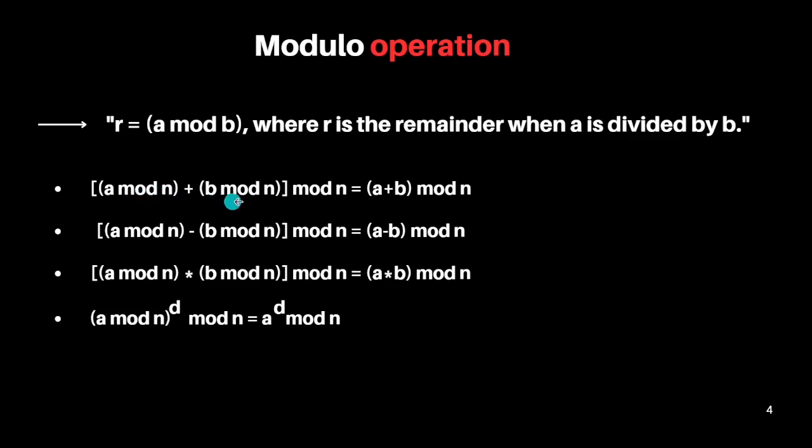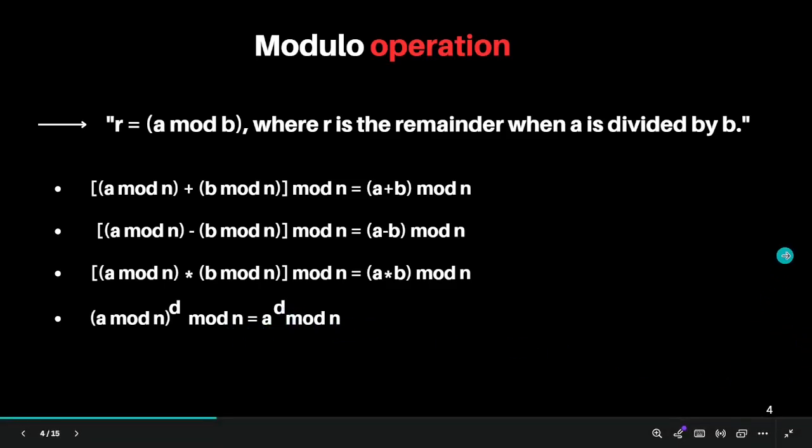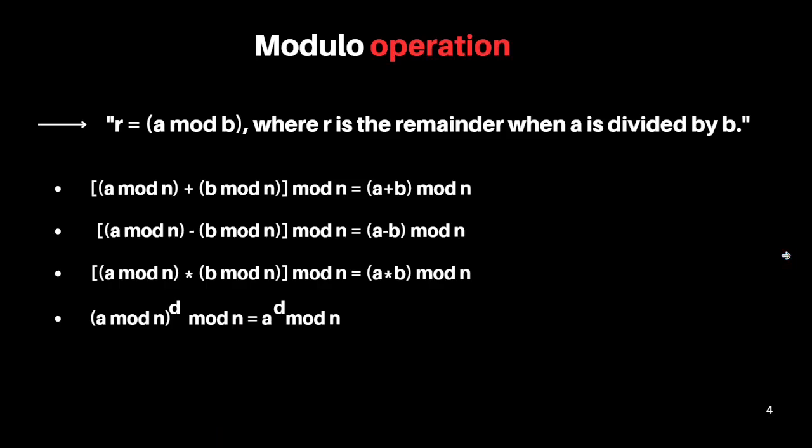(A mod n plus B mod n) whole mod n can also be written as (A plus B) mod n. Similarly, (A mod n minus B mod n) whole mod n can be written as (A minus B) mod n, and also (A mod n multiplied by B mod n) whole mod n can be written as (A multiplied by B) mod n. And this last point is very important; you should remember it. (A mod n) whole power d mod n can also be written as A power d mod n. These are some important points about the modulus operation.